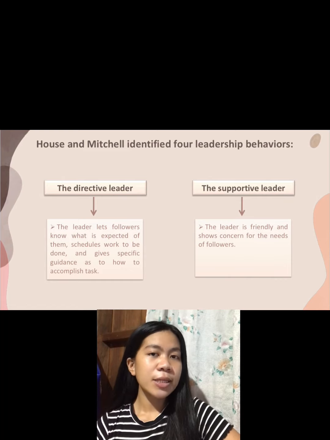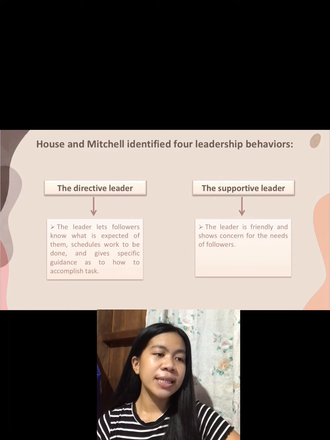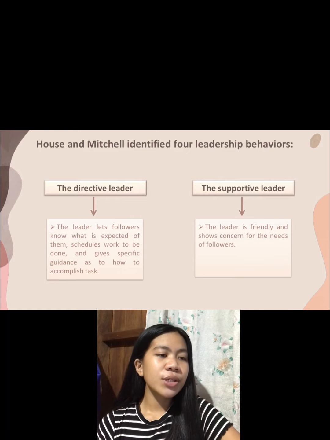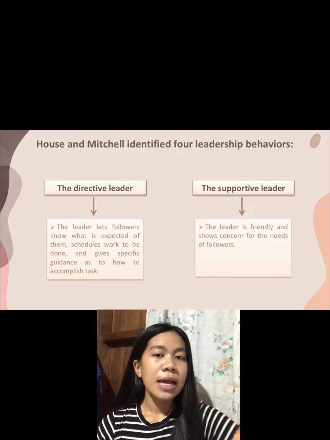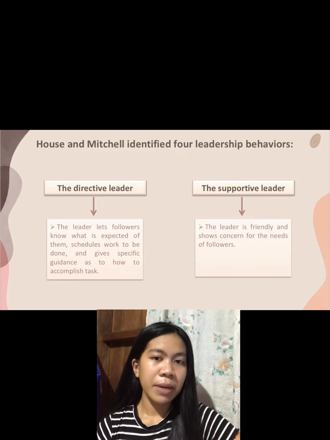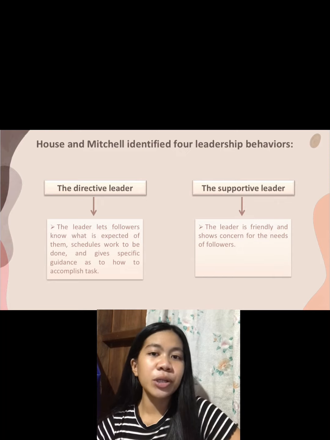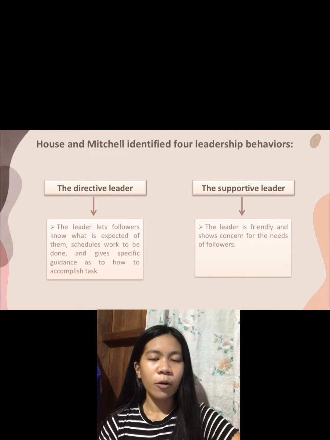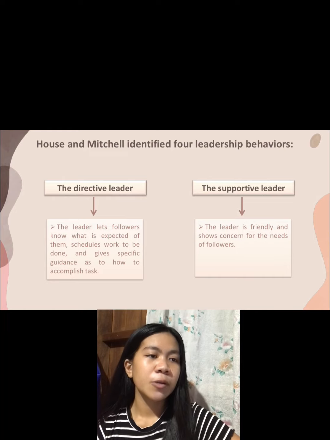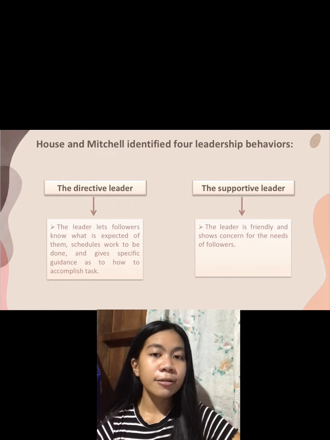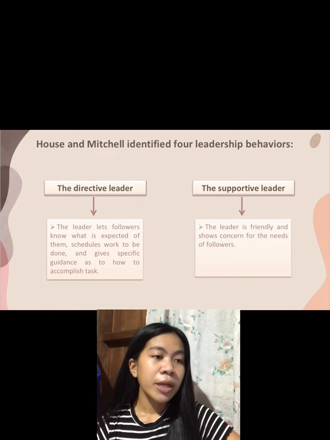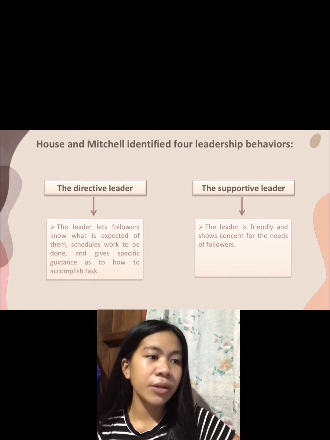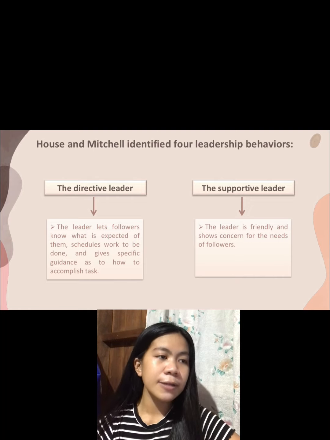The second one is a supportive leader, where the leader is friendly and shows concern for the needs of followers. Actually, this is self-explanatory, but for me, it is actually good because if your followers and you as leader have good connections, basically mas magaan yung trabaho because the followers will not be hesitant to ask questions from you because you are considering their concerns and needs.